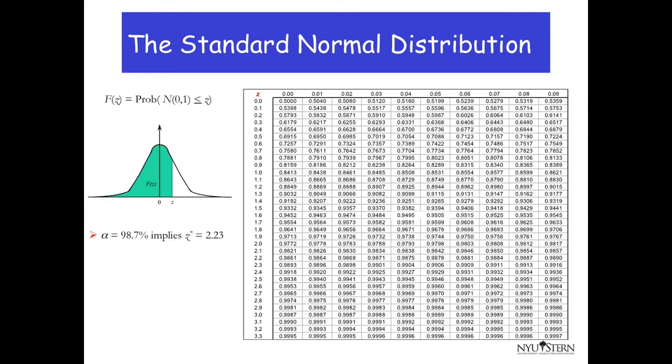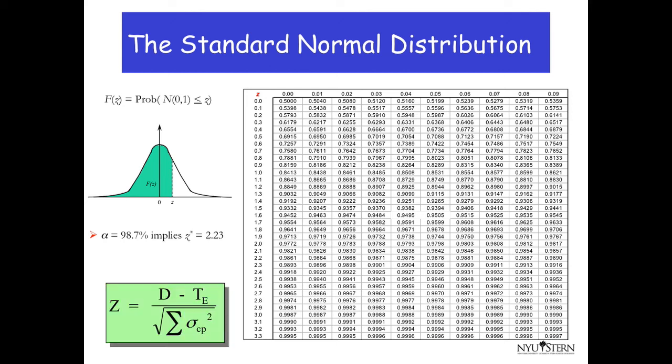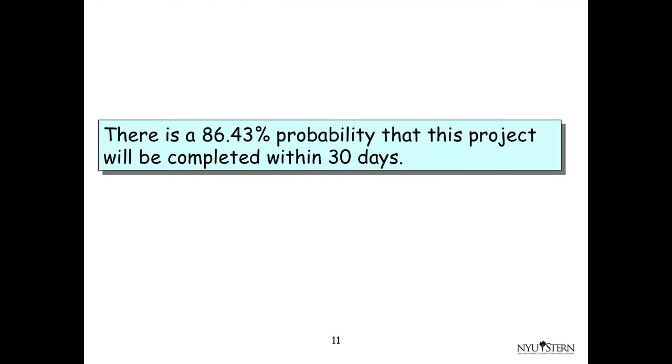Now we look at the standard normal distribution, and we look at the z-score of 1.10 to see that the probability that a normal random number is less than or equal to 1.1 from the table is 0.8643. So once we find this, we can then say that there is an 86.43% chance that this project will be completed within 30 days.